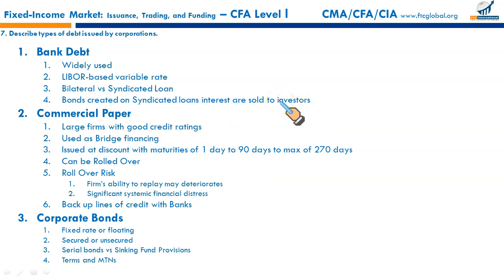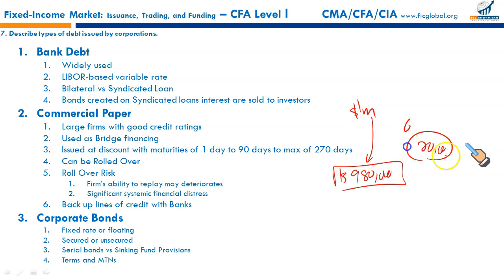Let's say I need $1 million for a 6-month period. This $1 million can be raised by issuing commercial paper on a discount basis, which will help me raise $980,000. This is what I will receive after the issuance cost and all that. So the $20,000 represents the discount. When the commercial paper matures, I will pay the full 1 million. So for those who have invested, the difference between what they paid versus what they got, the $20,000, is their interest income. So you issue at a discount with maturities from 1 day, up to 90 days, a maximum of 270 days.